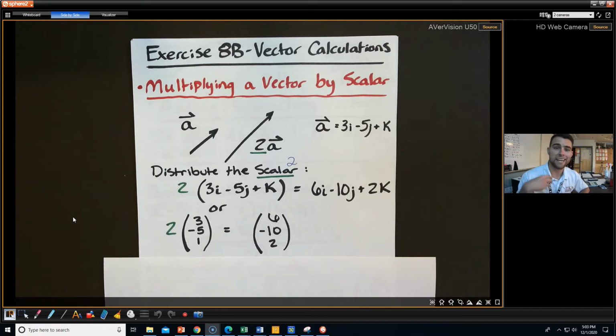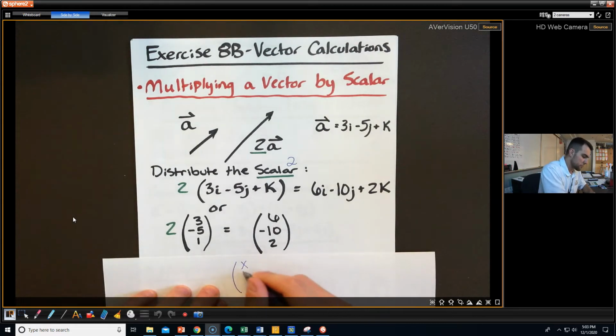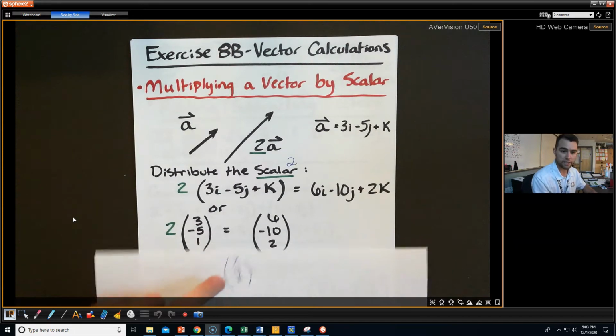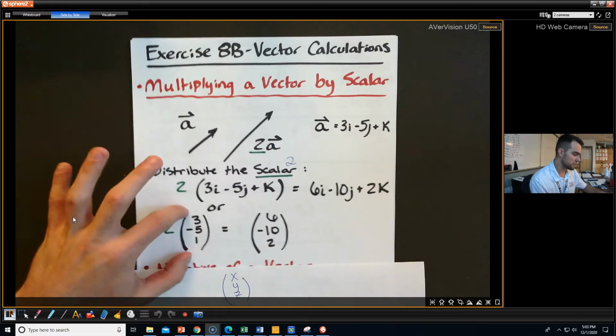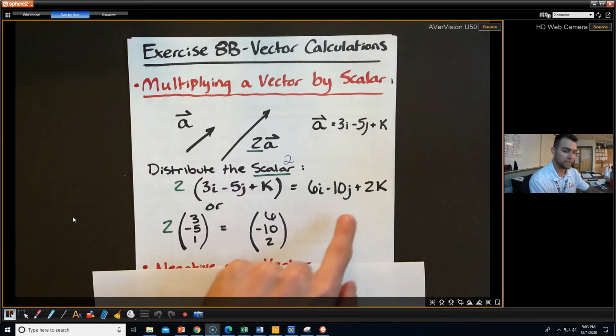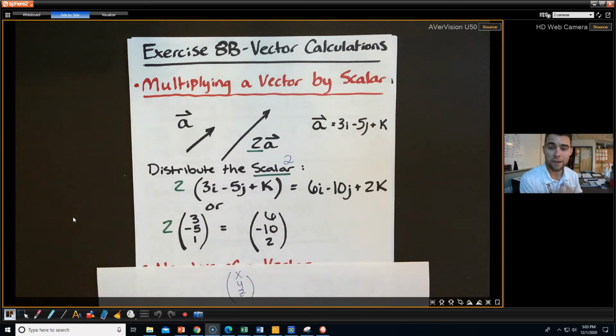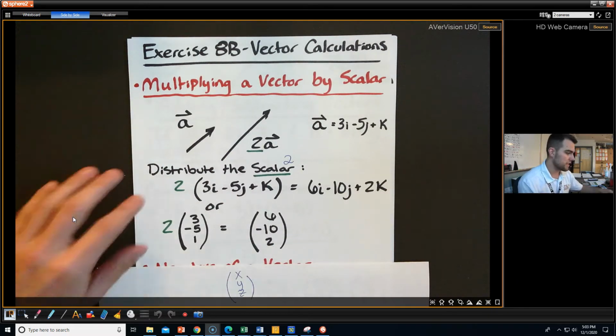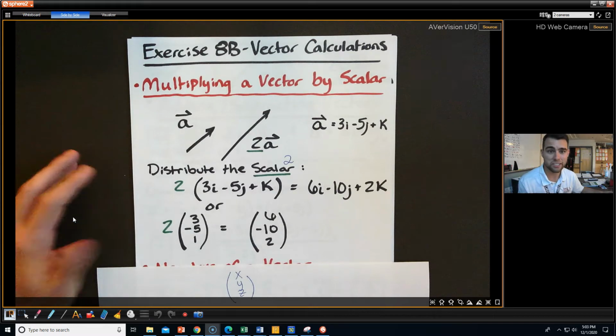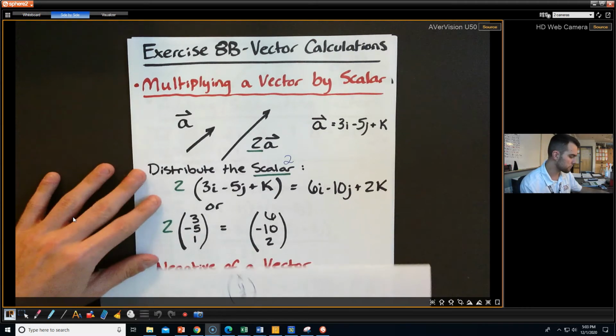I also went ahead and wrote the vector out the other way, in this form where you have x, y, and z like this. These are your components, and so you can do 2 times this, and you will end up getting the same exact thing, regardless how you do it, okay? And that's just multiplying by a scalar. It's just distribution of that number.